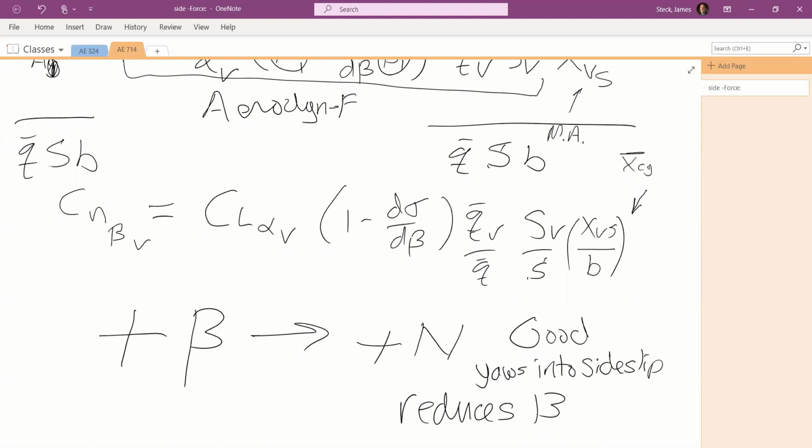The side force causes the airplane to slide away from the side slip, and then the yawing moment yaws into the side slip, which reduces the angle. Cm alpha, you can think about the same way. If you get an alpha gust, the airplane pitches down into the additional angle of attack to reduce it back.